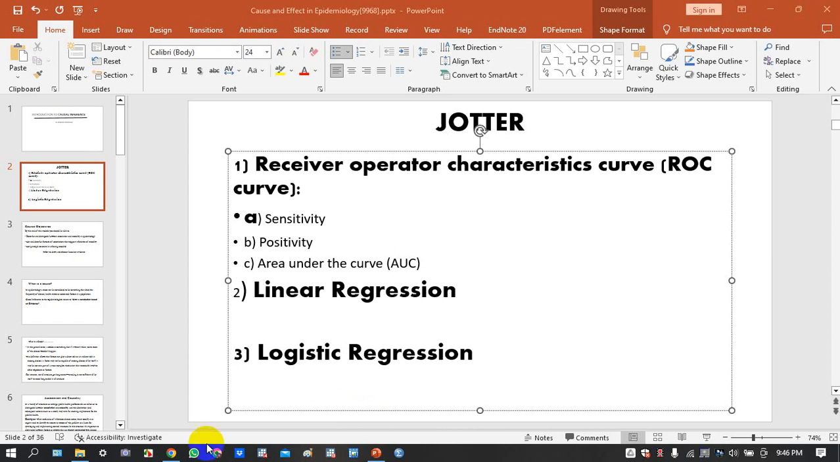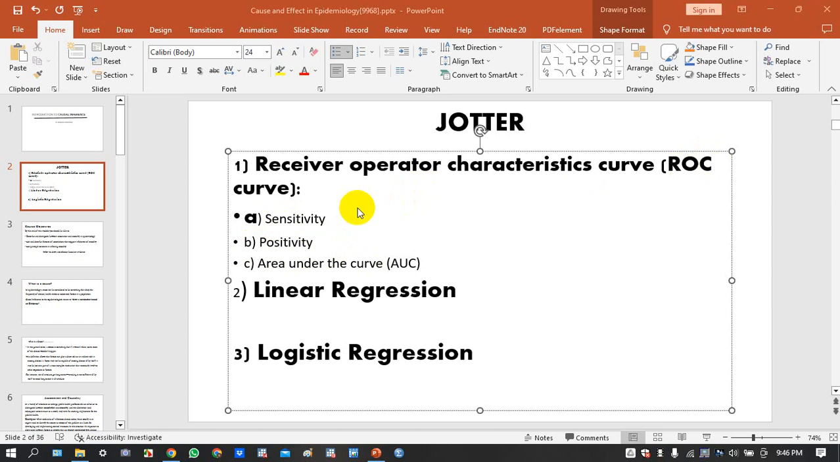Okay. So what I'm saying is that if you want to infer causation or establish a causal relationship, then the statistical test or tool you need to use is the receiver operator characteristics curve, which is also called the ROC curve. And out of the ROC curve, we have sensitivity, specificity, and area under the curve.